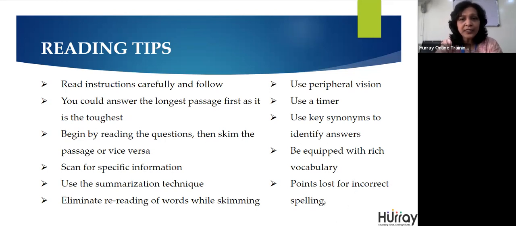And the last bullet point says, points are lost for incorrect spelling. If the spelling is wrong, you lose 1 mark. You do not get 0.5 or 0.25. It's either 1 or 0. There are no fractions of marks here. So please make sure that you copy the correct words from the text passages to your answer sheet.